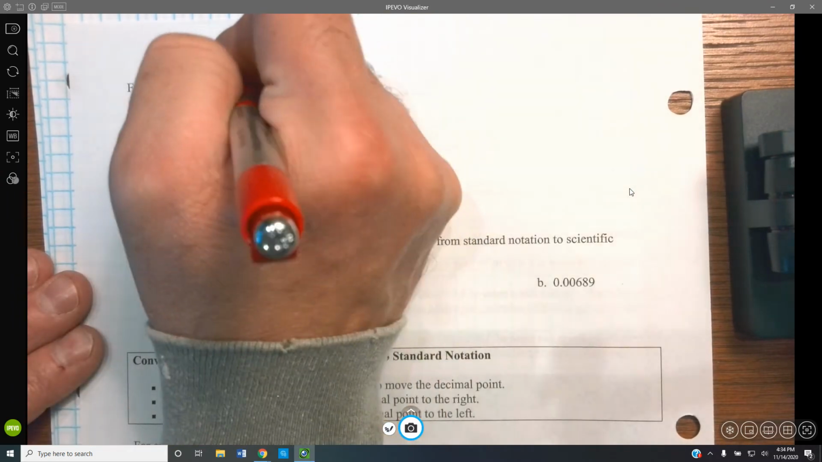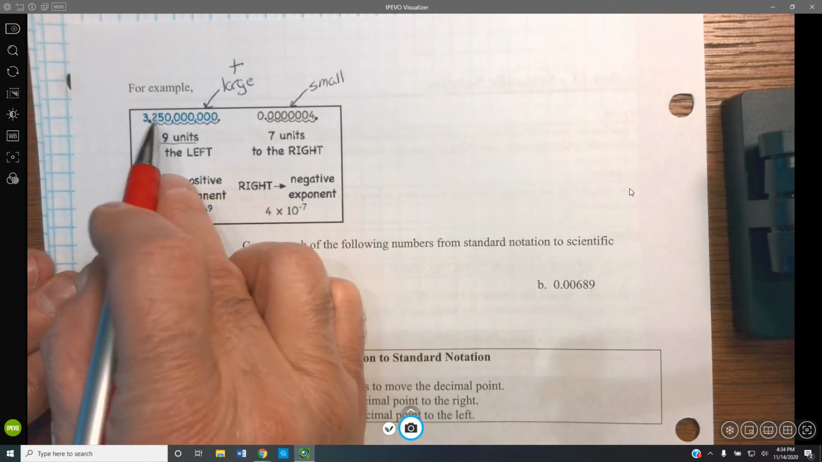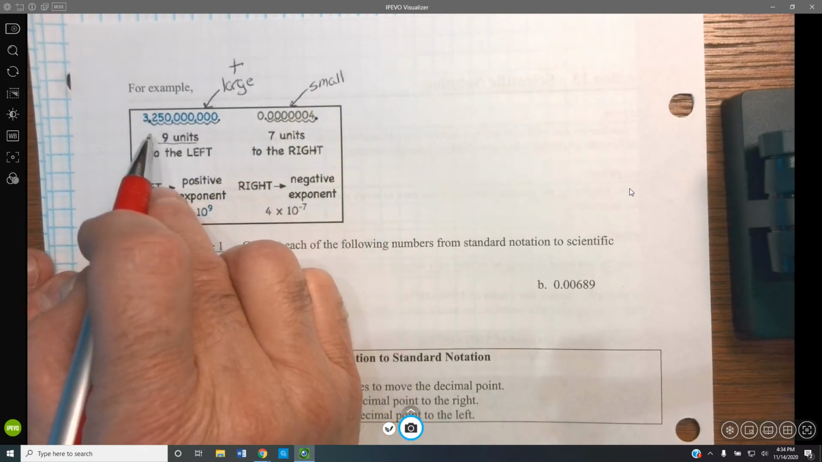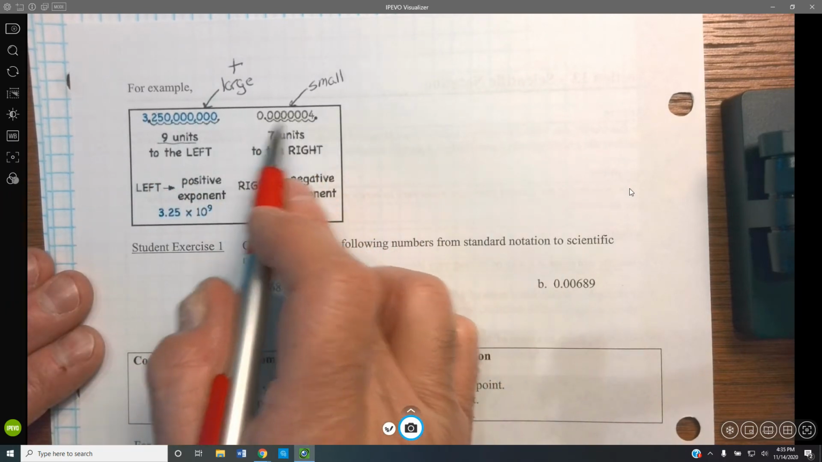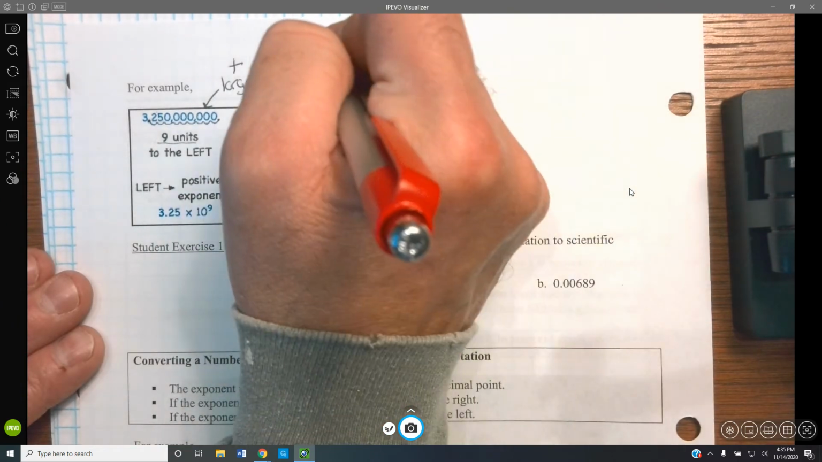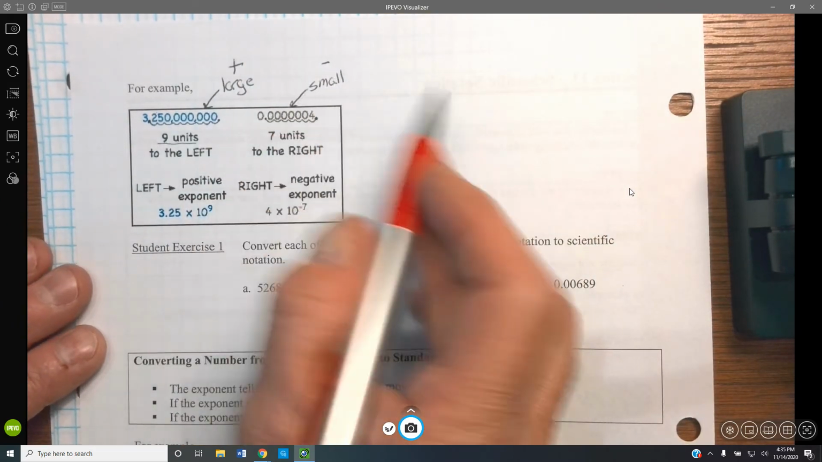I'm going to tell you because it's large, it's positive. Any number greater than 1 will carry a positive exponent. In an example over here, we have a number which is really small. Well, you can kind of guess this thing's going to carry a negative exponent. I don't really care which way I count.